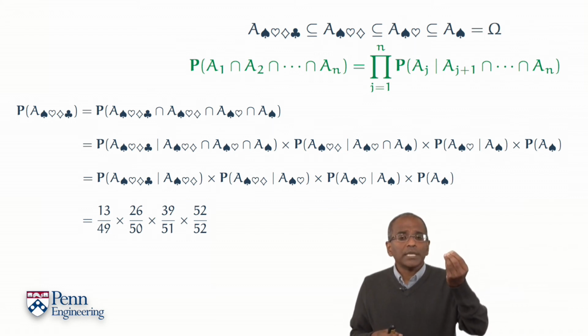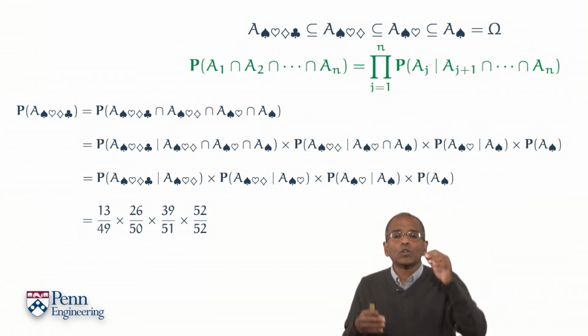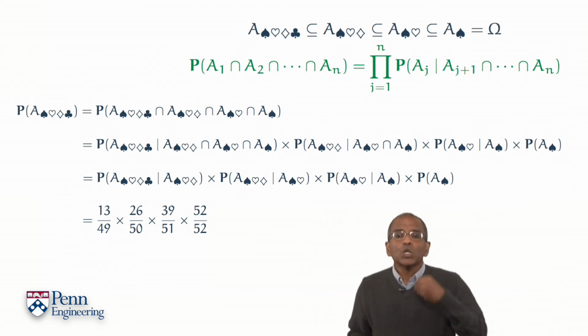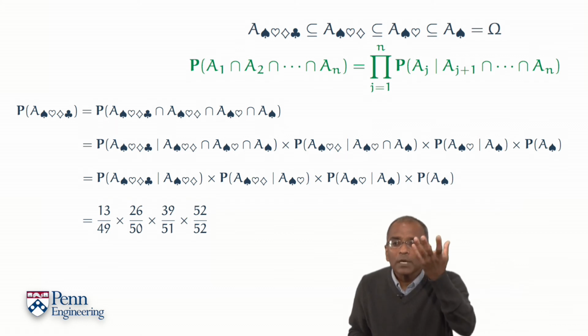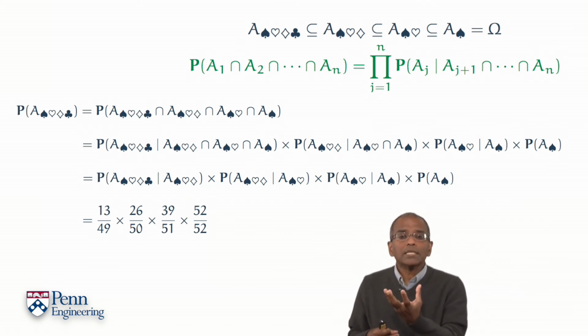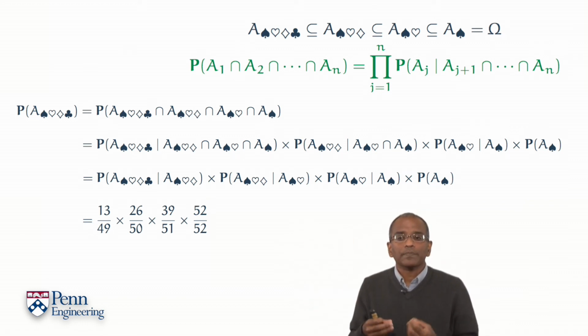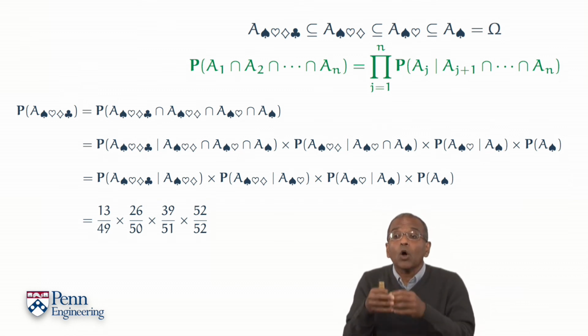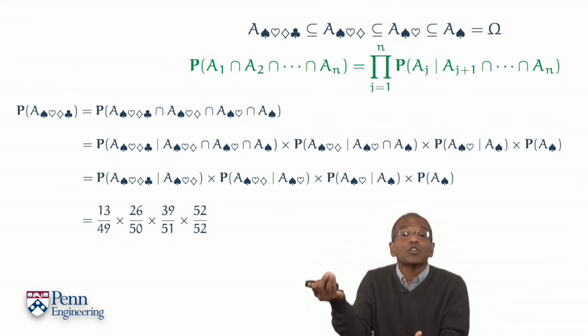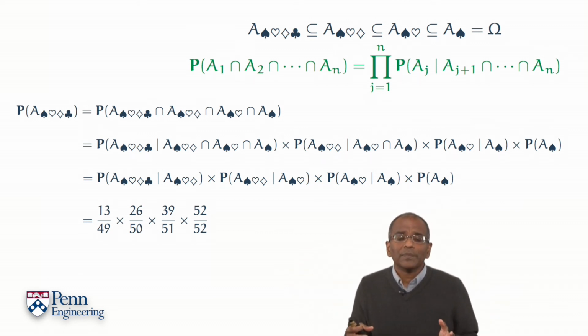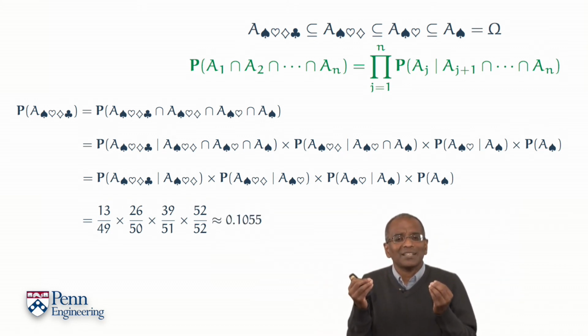The first conditional probability, 13 possibilities for the ace of clubs out of 49 remaining, having placed the aces of spades, hearts, and diamonds. 26 possibilities for the ace of diamonds, out of the 50 possibilities, given that you have placed the aces of spades and hearts. 39 possibilities for the ace of hearts, out of the 51 possibilities, given that you have placed the ace of spades. And all 52 possibilities for the ace of spades. You evaluate this numerically, and it comes out to about 11%.